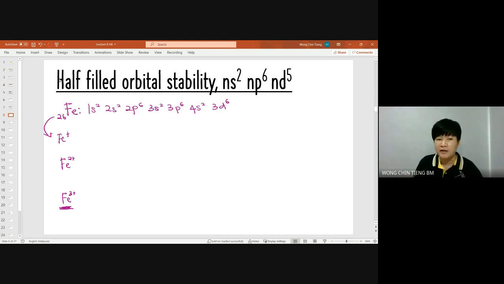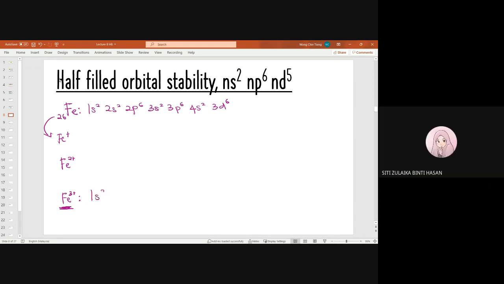And we will see why over here. Why your Fe can be only Fe3+, what would be the SPDF notation of the Fe3+? 1s2, 2s2, 2p6, 3s2, 3p6, 3d5.